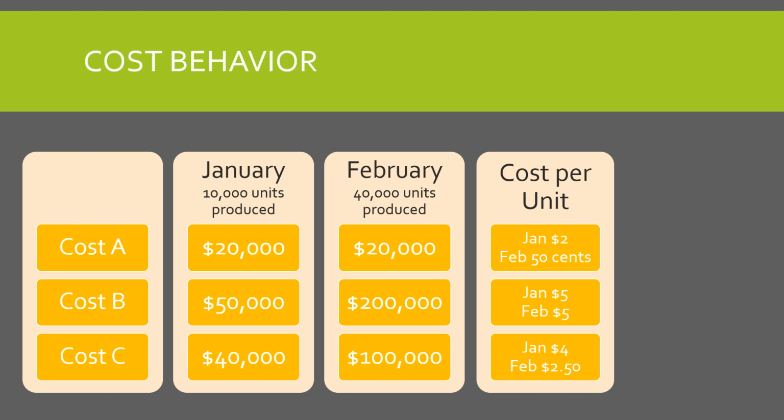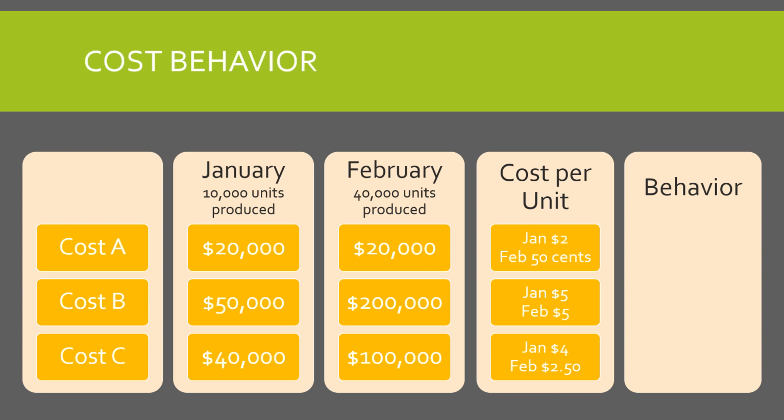When I look at the per unit cost in conjunction with total cost, let's think about our cost behavior. The definition, if we remember, of a fixed cost is that it is constant in total, varies per unit. So when I look at cost A, it was constant in total for January, 20,000, constant in total for February, 20,000. But notice that the cost per unit varied. $2 in January, 50 cents in February. This is a fixed cost. The true definition of a fixed cost. Constant in total, varies per unit.